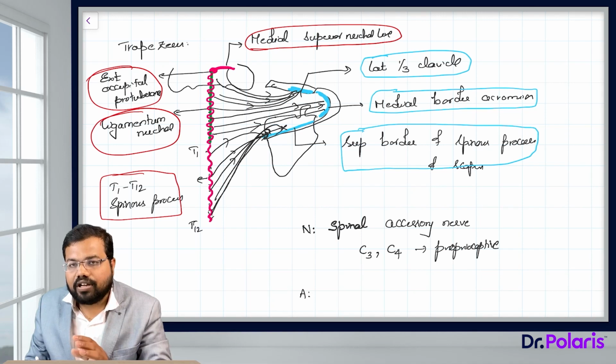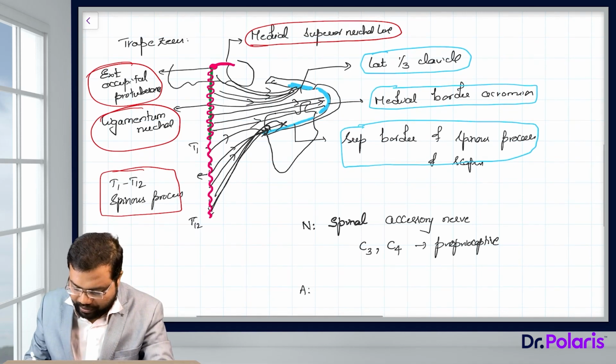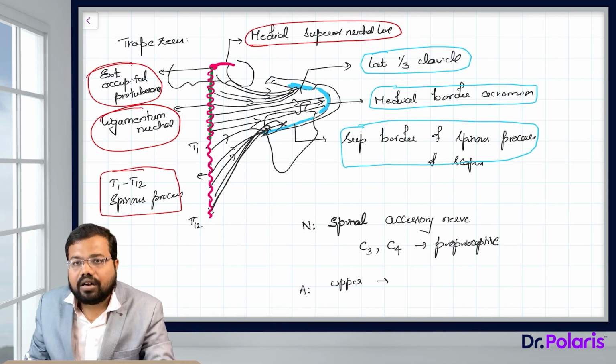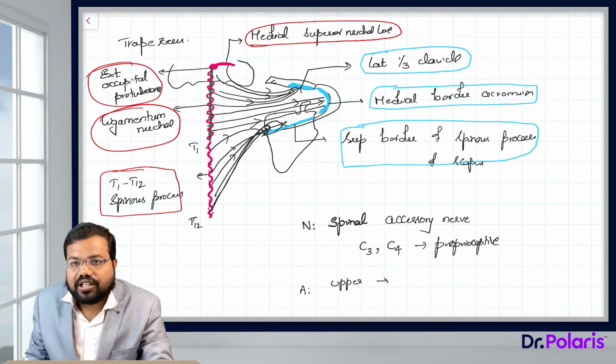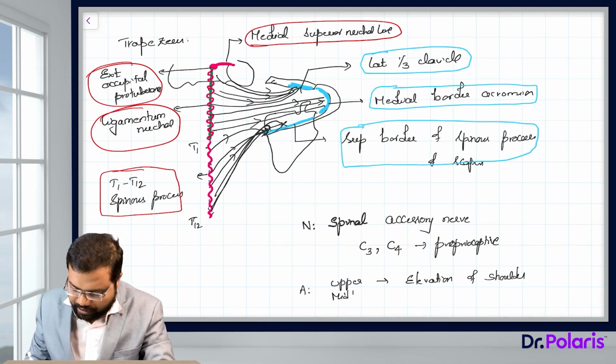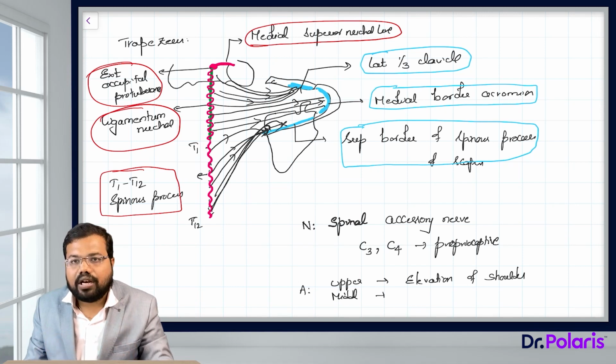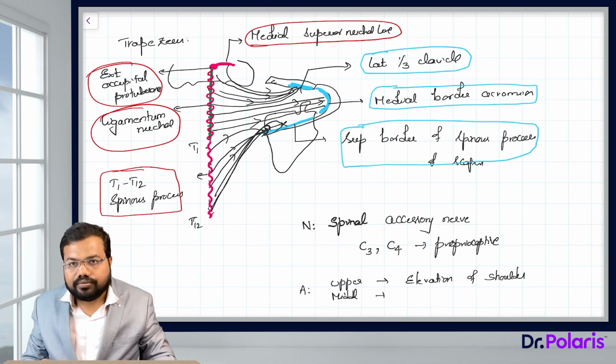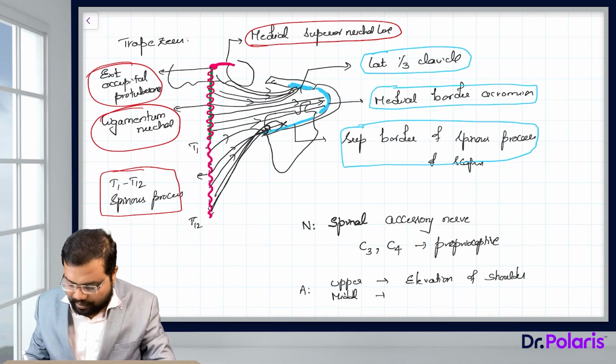Upper fibers, middle fibers, and the lower fibers. The upper fibers will cause elevation, which is called shrugging. This movement is called shrugging of the shoulders, elevation of the shoulders. What about the middle fibers? The middle fibers will retract the scapula like this. This is called retraction of the scapula.